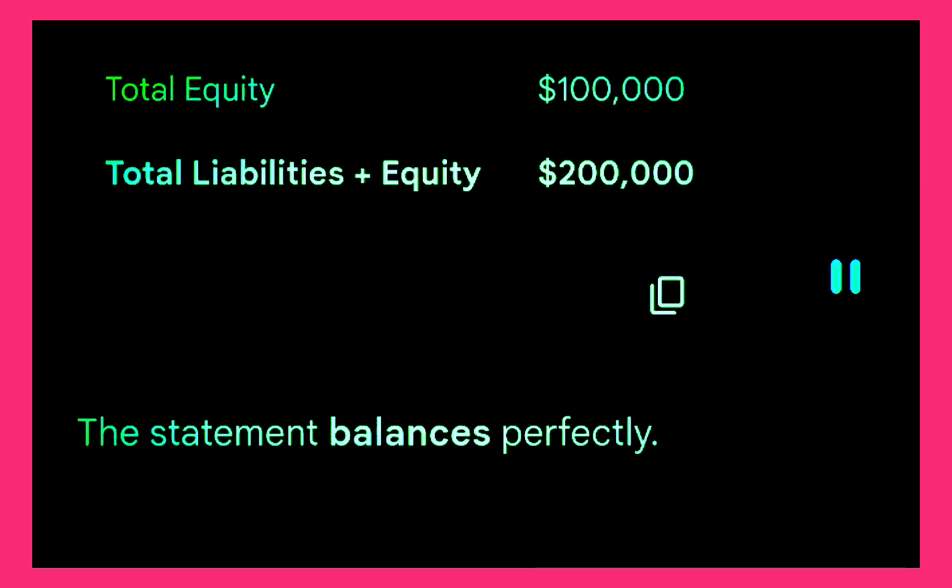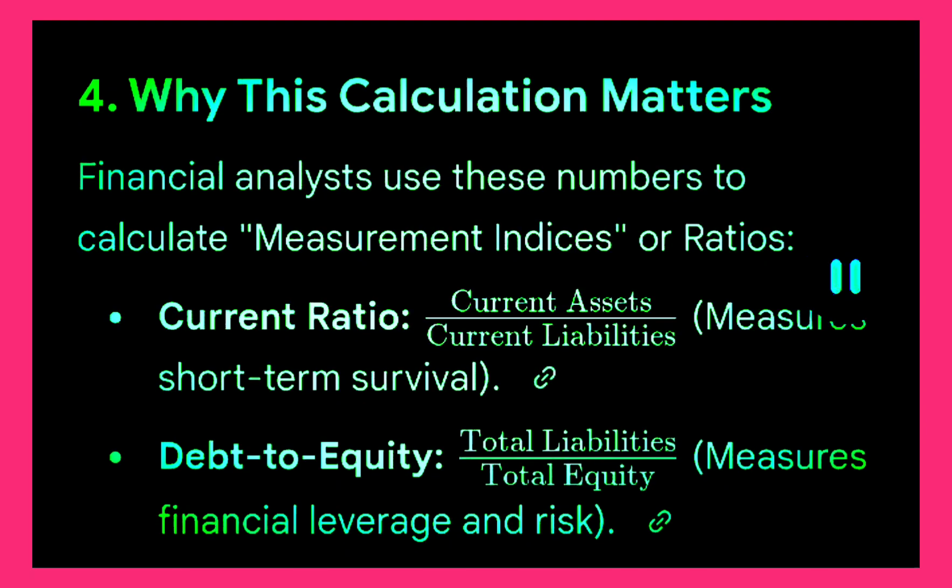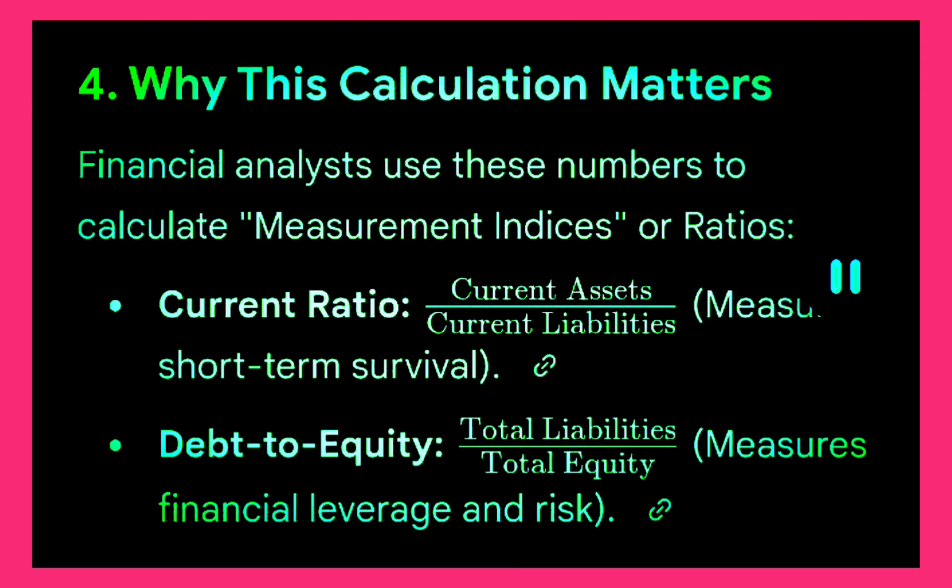4. Why this calculation matters. Financial analysts use these numbers to calculate measurement indices or ratios. Current ratio, equals current assets divided by current liabilities. Measures short-term survival. Debt to equity, equals total liabilities divided by total equity. Measures financial leverage and risk.